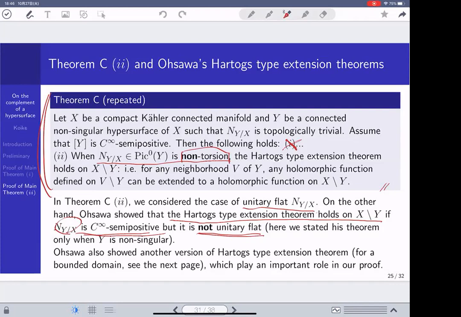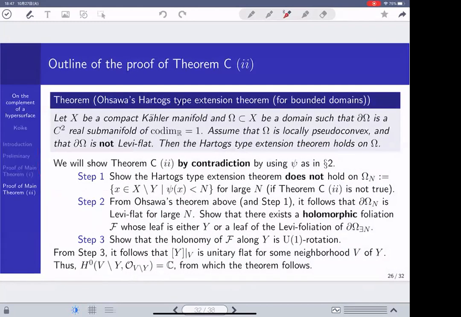And in the same paper, Ohsawa also showed another version of Hartogs type extension theorem for a bounded domain. In the next page, I will explain the detail. And actually, this Ohsawa's Hartogs type extension theorem for bounded domains plays an important role in our proof. Theorem, Ohsawa's Hartogs type extension theorem for bounded domains.